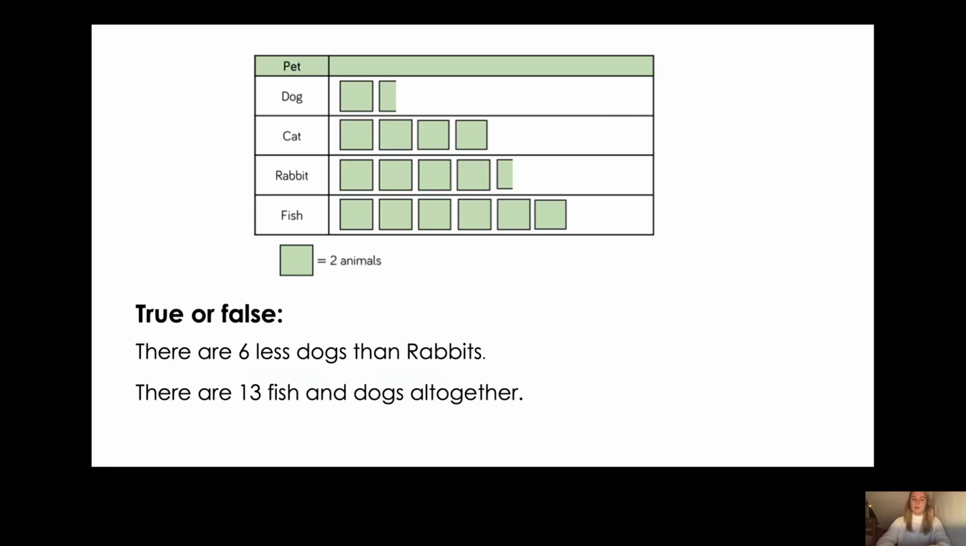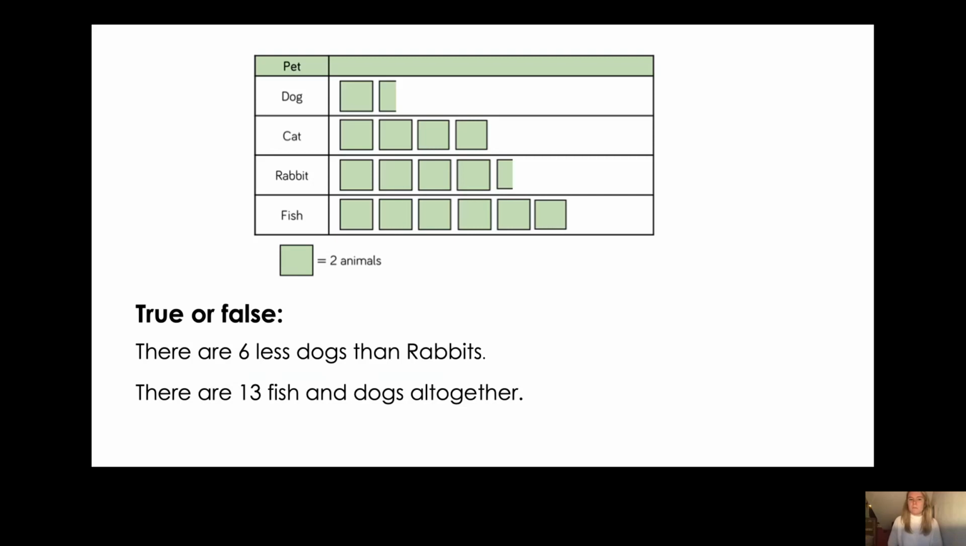Here we go. We've got a true or false question. So this is asking us to interpret the pictogram. Okay, so it says, there are 6 less dogs than rabbits. Well, let's have a look at the key first. How many animals does 1 square represent? Well, 1 square represents 2 animals. Okay, so therefore, let's find out how many dogs there are. Well, there's one full square, which is 2 dogs, and then 1 half square, which is add 1, 3 dogs. Okay, so we've got 3 dogs.